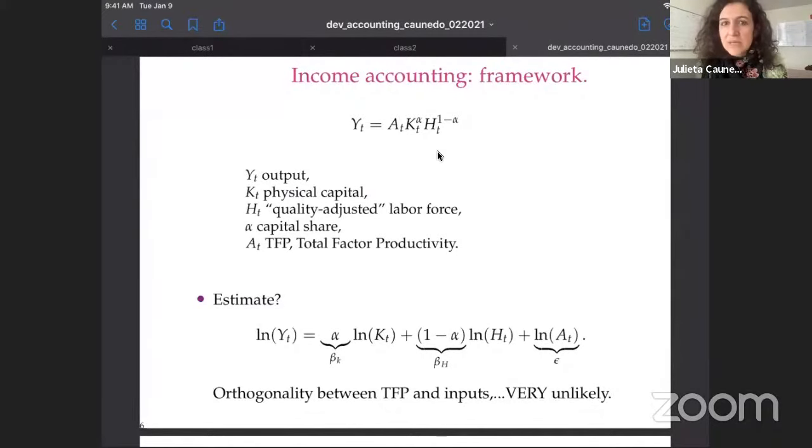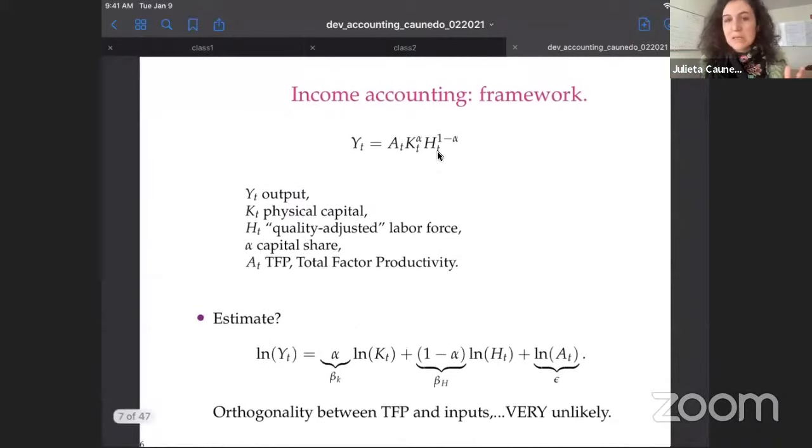And this technology is neoclassical because we're going to assume constant returns to scale. That's why the share on labor is going to be one minus alpha. We're also going to assume Hicks-neutral technology. That's going to be A, and that's going to be our measure of total factor productivity. So far I've been talking about this idea of the efficiency with which we use inputs. Through the lens of the model, that's going to be this total factor productivity, this A, okay?